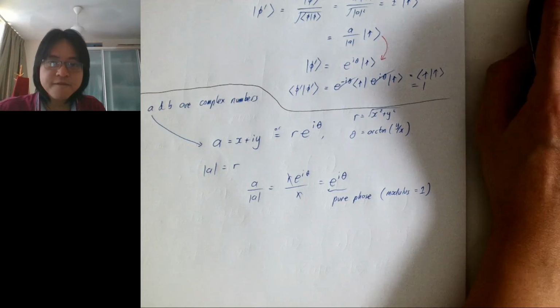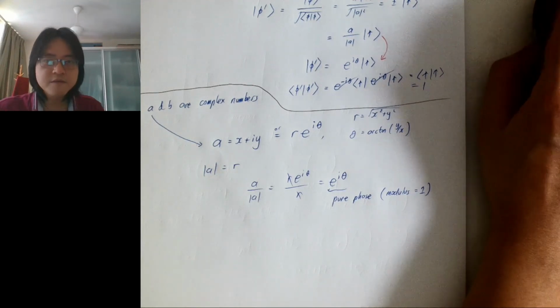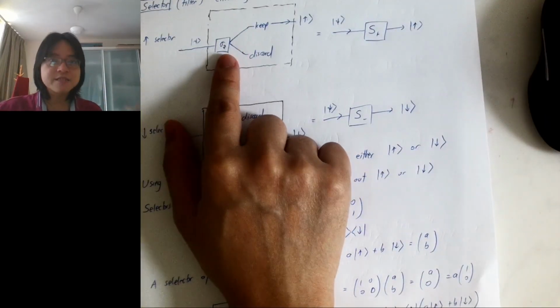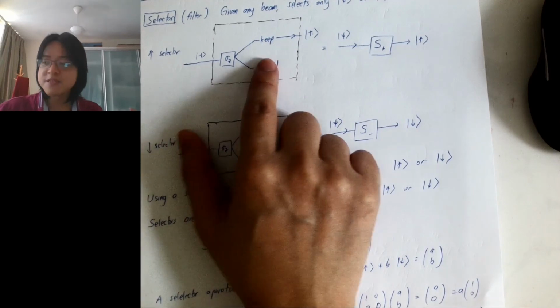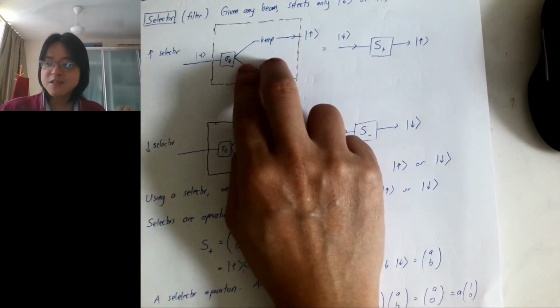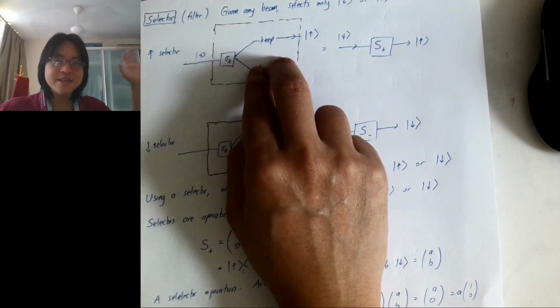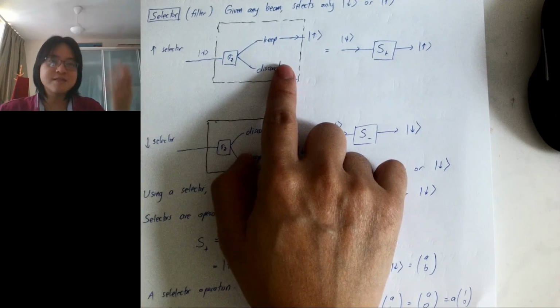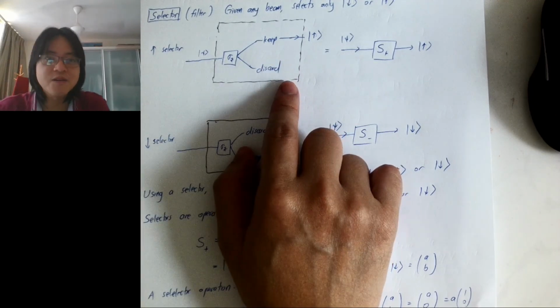Do we have a selector in real life? The real life thing I was talking about is a real life experiment: you just block this beam, cover this side with a plastic or something, and then let this come out. So this is pretty much the real life selector already.